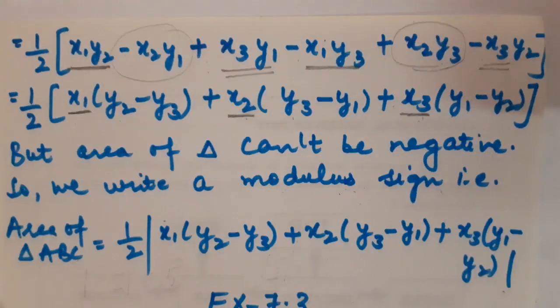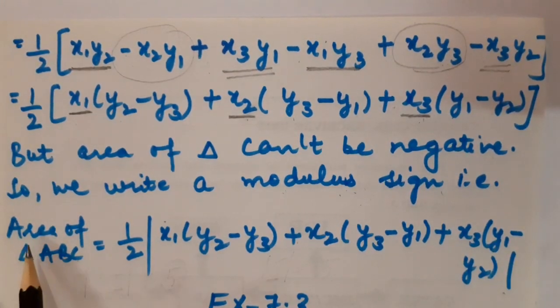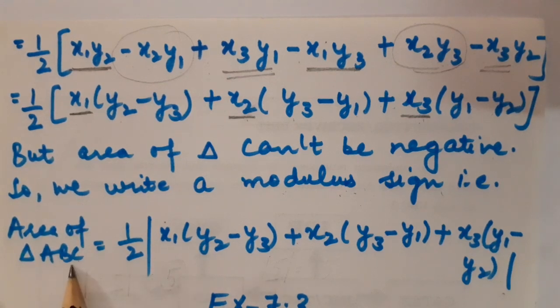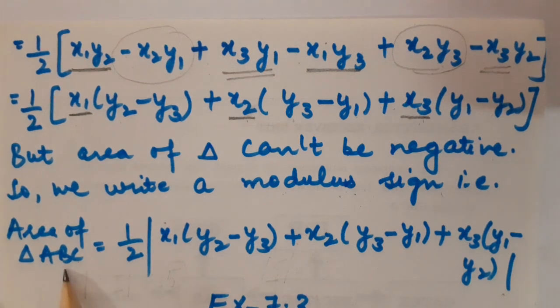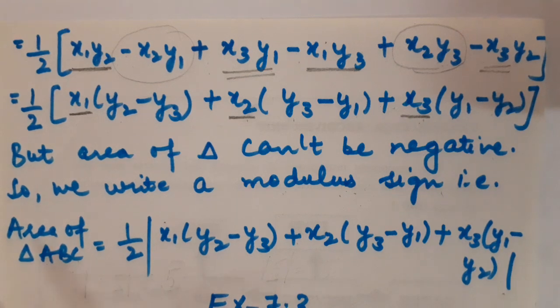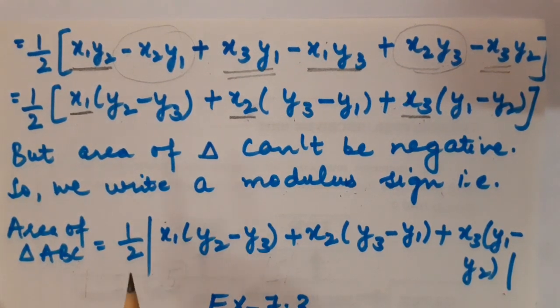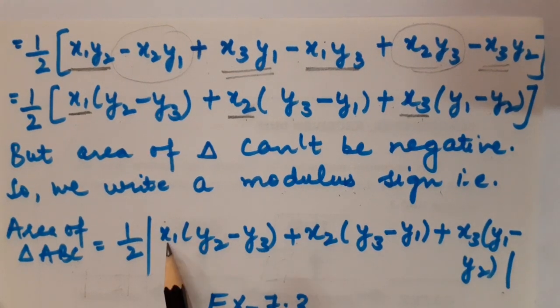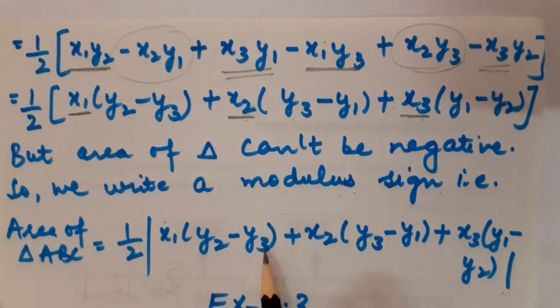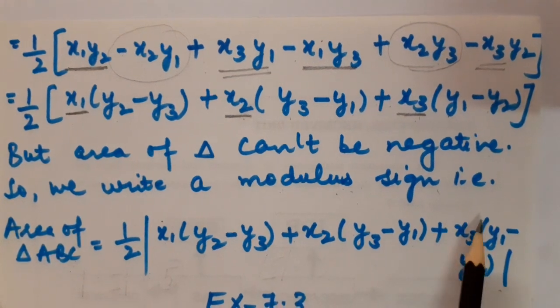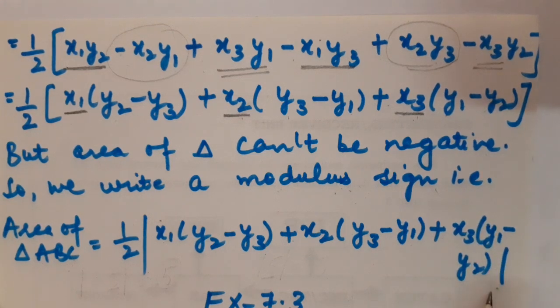Correct, students? So, children, let us revise the formula to calculate the area of triangle ABC. Fine. In triangle ABC, you know that A, B, C are basically the vertices of the triangle, and suppose their coordinates are x1, y1 for A, x2, y2 for B, as well as x3, y3 for C. Then how to calculate the area of the triangle? This is half modulus of x1 into (y2 minus y3) plus x2 into (y3 minus y1) plus x3 into (y1 minus y2), modulus closed.